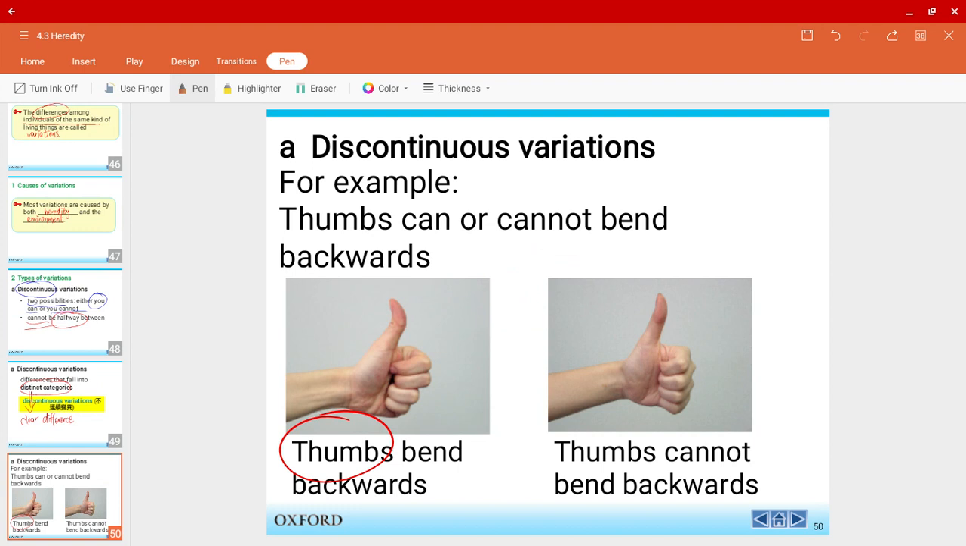Another example could be our gender. You're either a male or a female. Also, for example, your blood type, your blood group. Either you have a blood type of O, A, B, whatever.